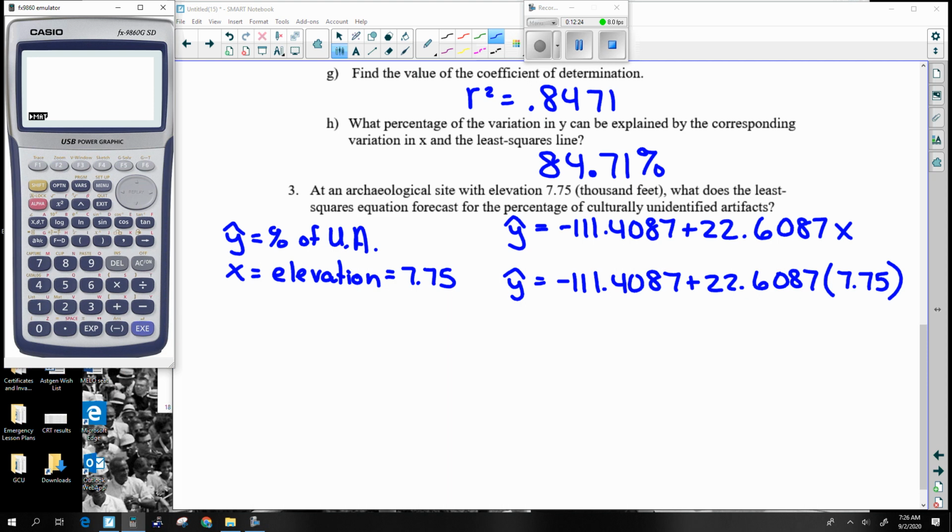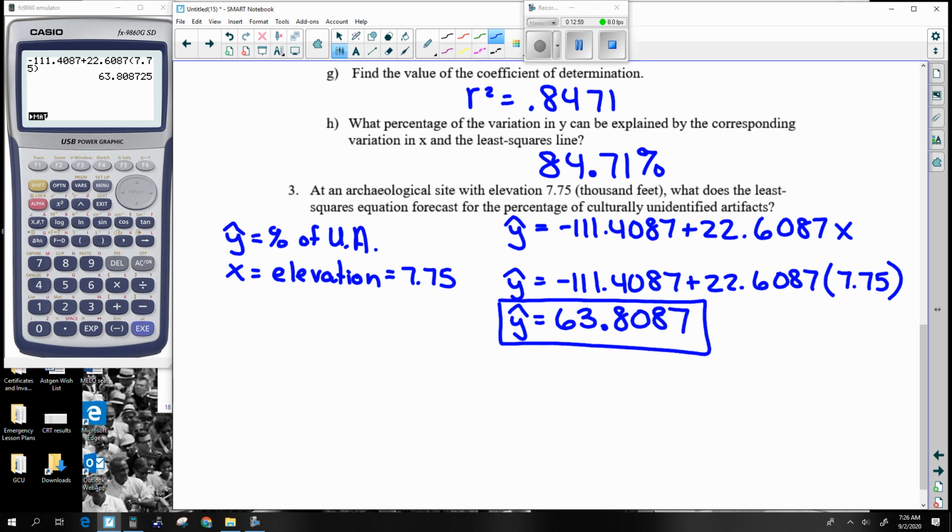And we just go back to our regular calculator and we can figure this out. So negative 111 plus, got a decimal point there. Negative 111 plus, yep, that should be it. 80.87. So that is the answer there.